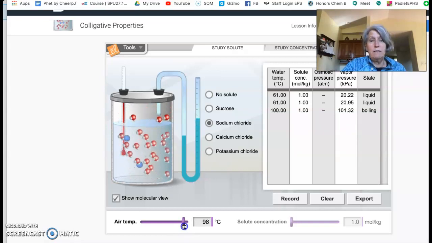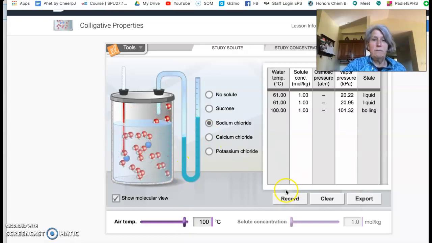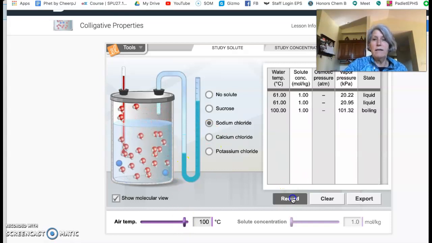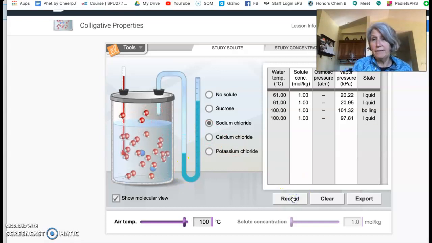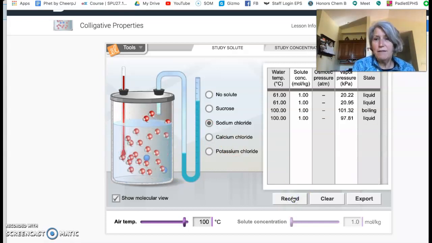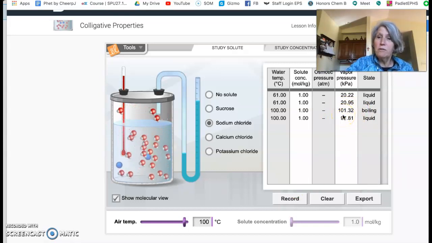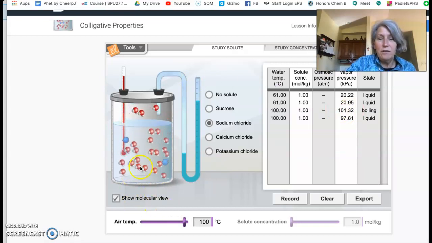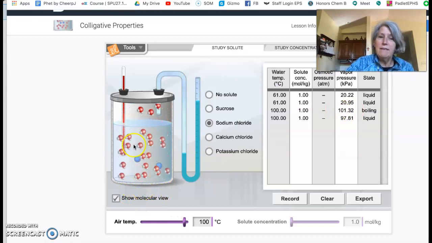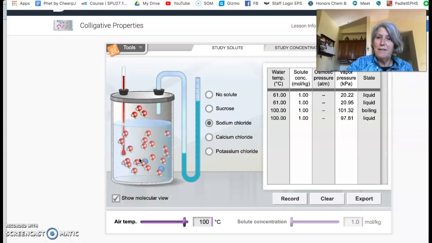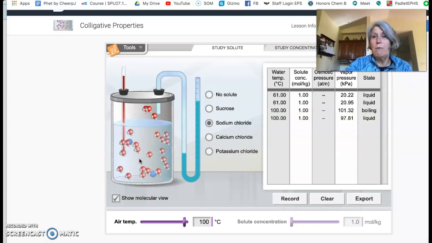Nope, 98, 99, just try to get that right at 100. And look at, the water isn't boiling. That's because it lowered the vapor pressure. When vapor pressure lowers, that means you have to put more energy here in order to make this boil. Okay, that's what increases the boiling point.